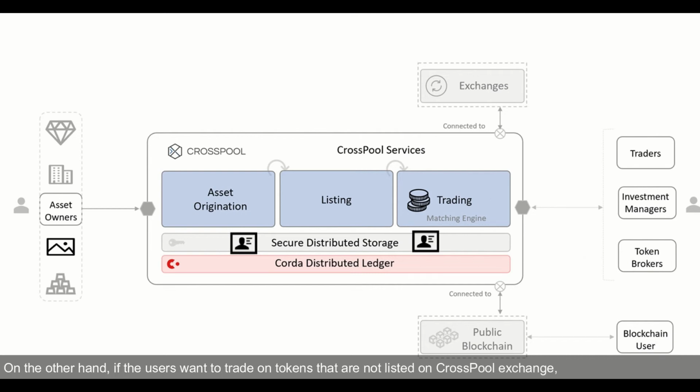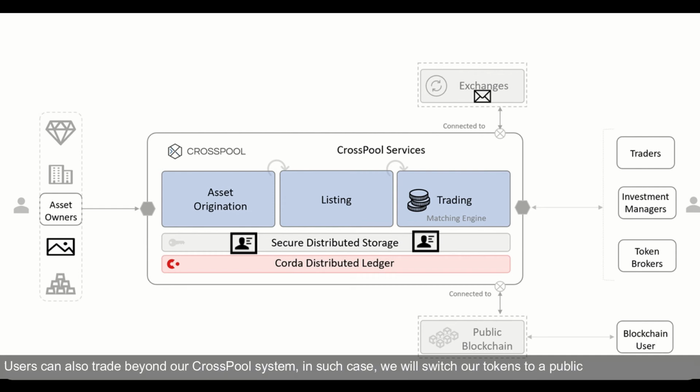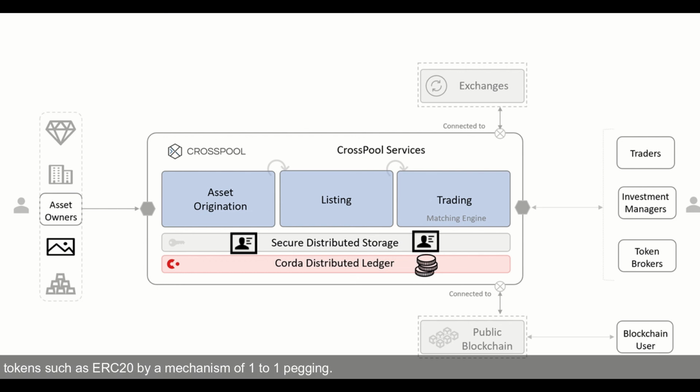On the other hand, if the users want to trade on tokens that are not listed on the CrossPool exchange, then we will utilize a smart ordering algorithm to place an order at one of our connected exchanges. Users can also trade beyond our CrossPool system. In such a case, we will switch our CrossPool utility tokens to public tokens such as ERC20 by a mechanism of one-to-one pegging.